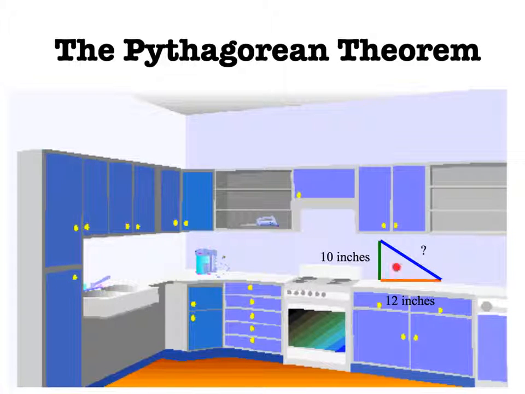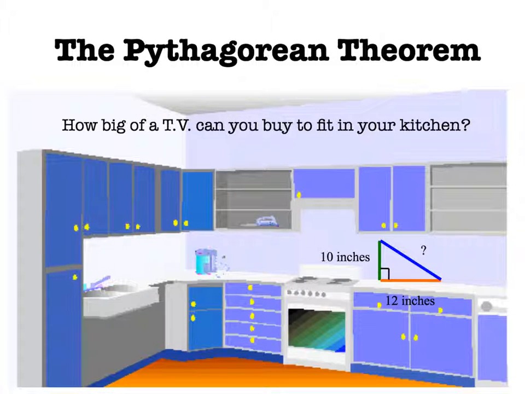How long can this be so our TV won't be too big or too small? But wait, we forgot something. Do we make sure this is a right triangle? Because otherwise the Pythagorean theorem won't work. The good news is this is a right triangle. So, back to the main question. How big of a TV can you buy to fit in your kitchen?